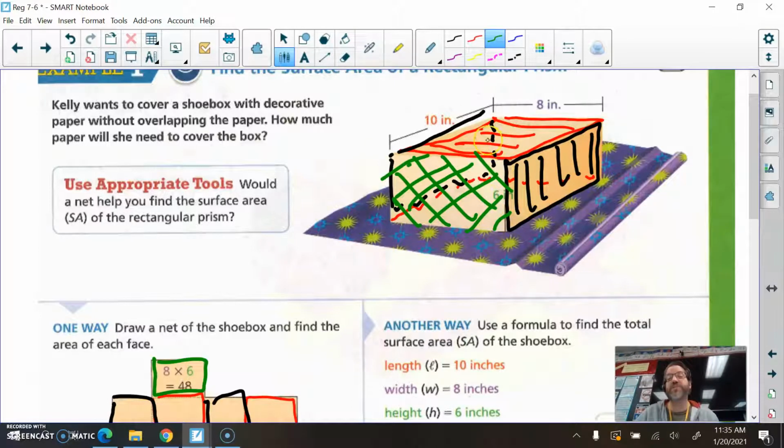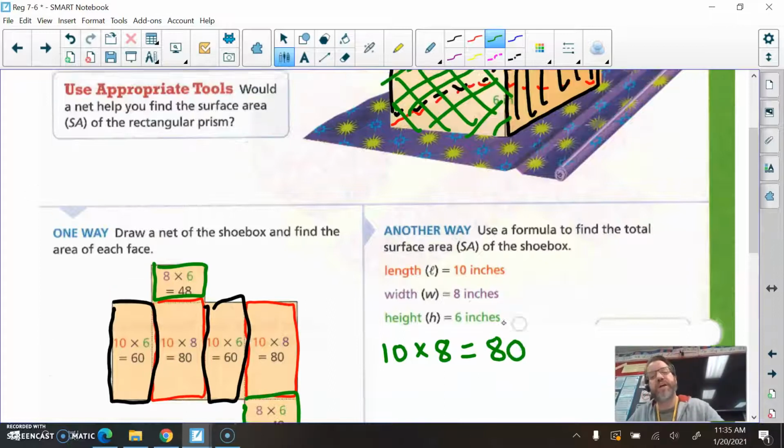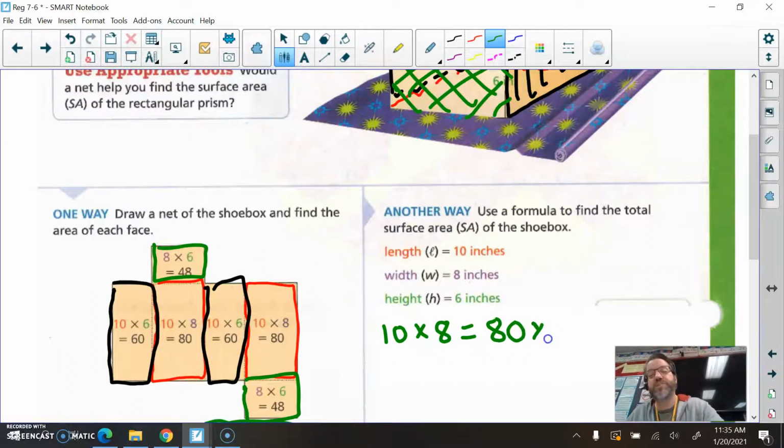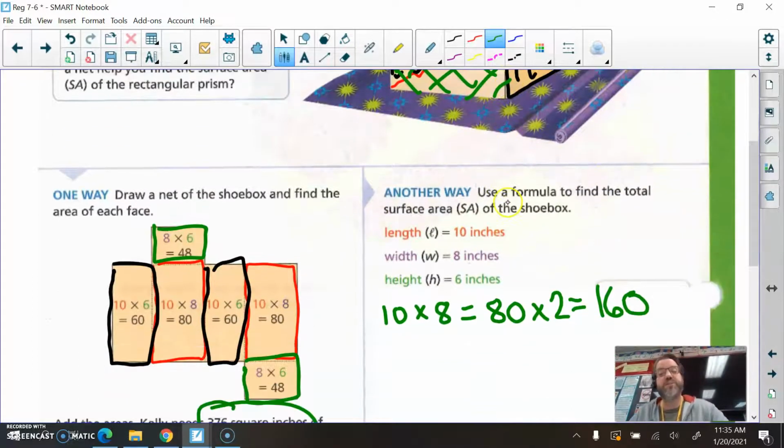The top and the bottom are the same. The top is 10 by 8, so is the bottom. So if you take 10 inches times 8, that's 80. That's the area of the top. If you then double that by multiplying by 2, you get 160. That's the top and the bottom together. Okay, so I'm organizing this by putting the top and the bottom. I'll just abbreviate T and B there.